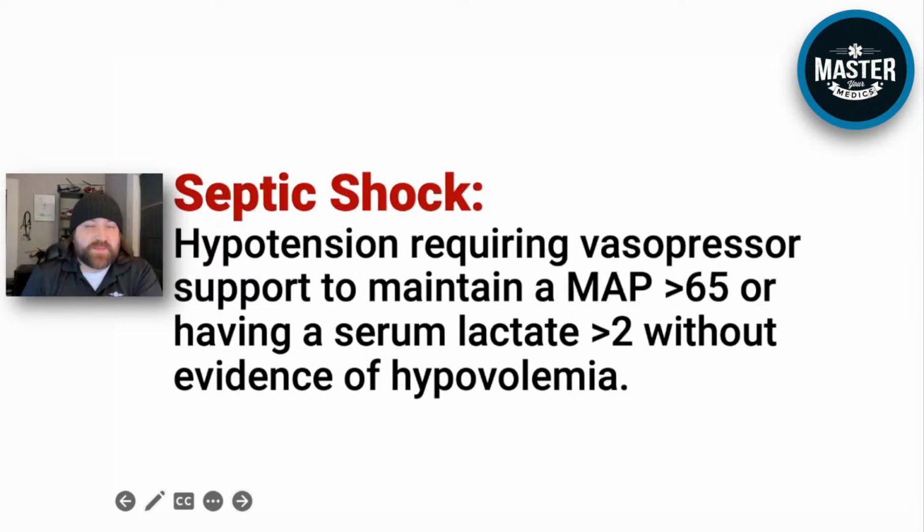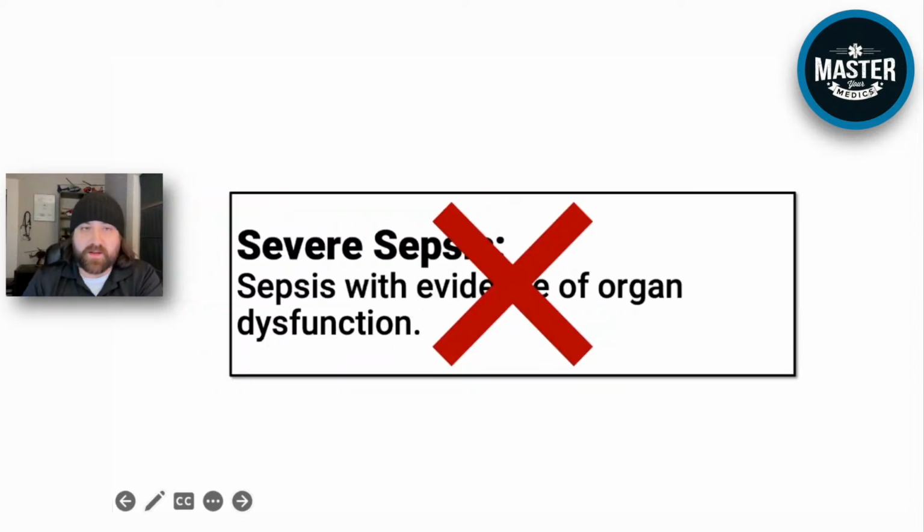So there's a subtype of sepsis called septic shock, and this is a distributive form of shock, and it's defined clinically as hypotension requiring vasopressor support to maintain a MAP greater than 65. Or, if you want to look at lab values, it's a serum lactate greater than 2 without evidence of hypovolemia. Basically, if the septic patient doesn't respond to fluids alone and is still hypotensive or still has a positive lactate after initial volume resuscitation, we can consider them to be in septic shock and they require vasopressors.